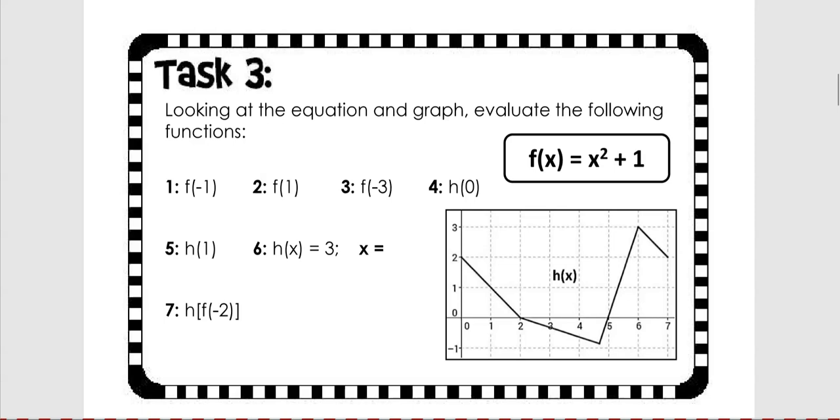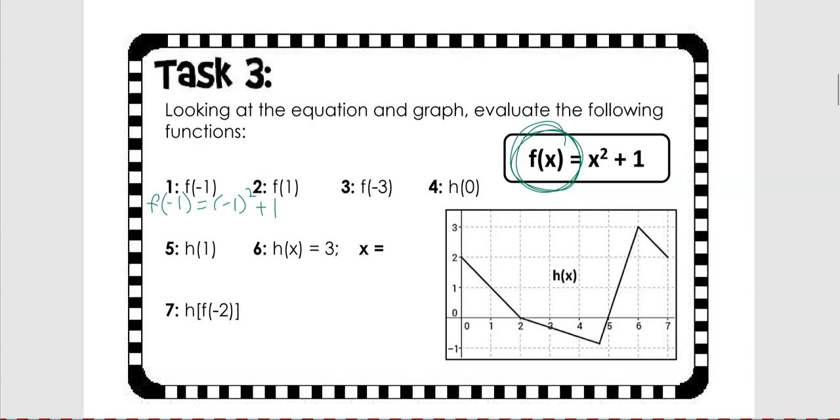Again, with the h of x, you're going to do it the same way you have been doing. So numbers 4, 5, and 6, those are just looking for the information on the graph. Numbers 1, 2, and 3 are going to be plugged into the f of x. So f of x this time is our equation, and h of x is our graph. So let's find f of negative 1. Remember, that means I'm going to plug negative 1 in for x, especially important when you have negatives to put them in parentheses, because it will change your answer.